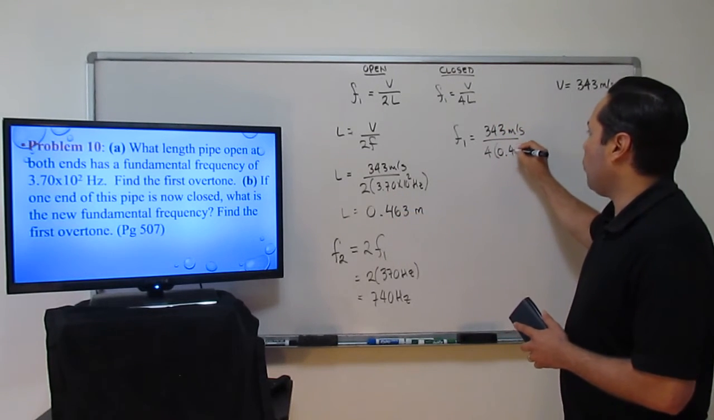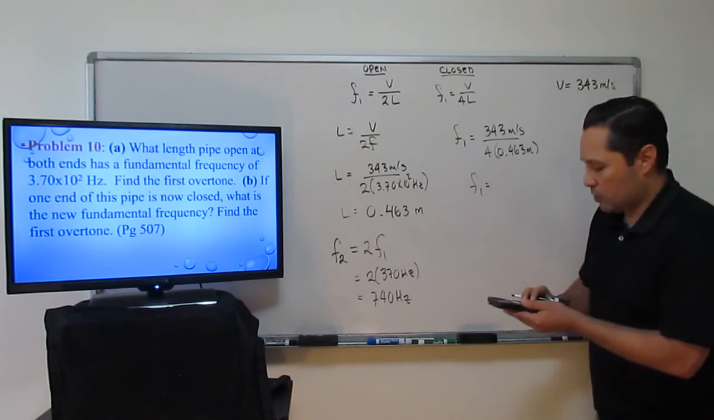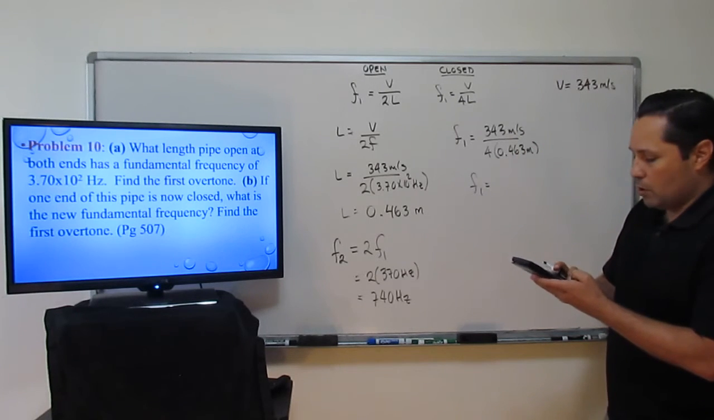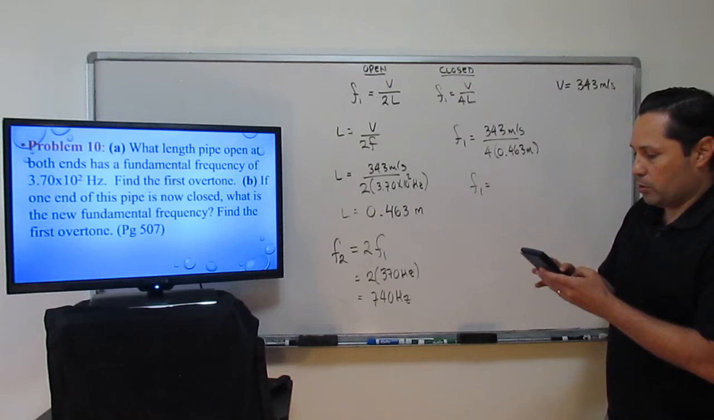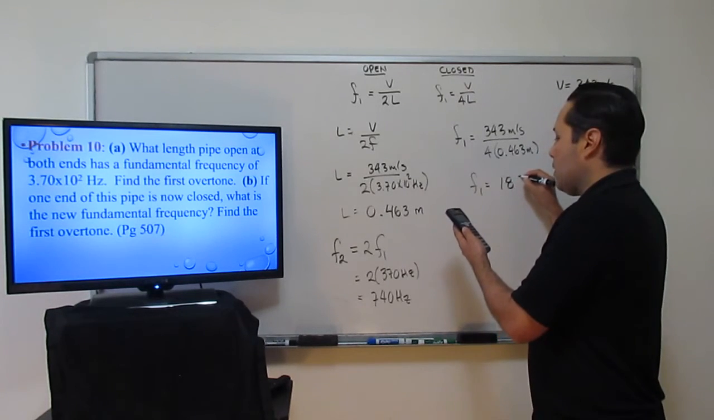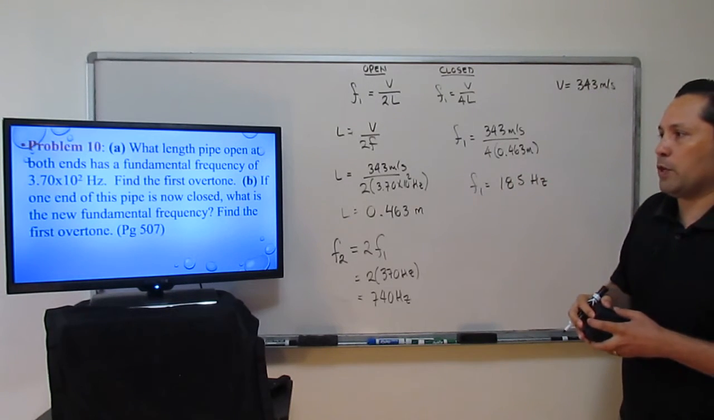of 0.463 meters. So our new fundamental frequency is 343 divided by 4 times 0.463, close parentheses, equals 185 hertz. Alright, so that's our new fundamental frequency.